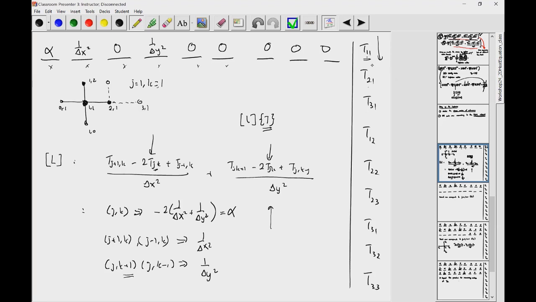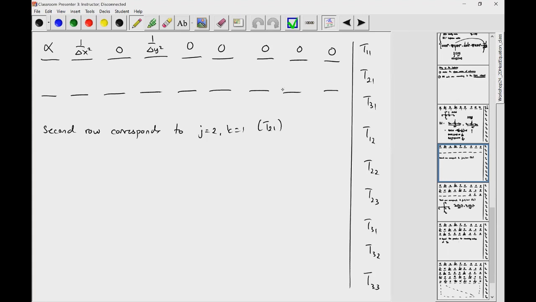Okay, so this is your first row. For the second row, it will be the same, but the stencil will now be at J2 and K1. So again, this is your 2,1, 3,1. This will be your 1,1. Right now, this will be 2,2, and 2,0. Okay, so again, we deal with it the same way.